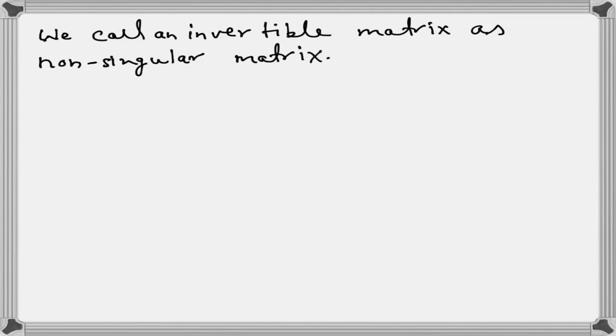Okay, so we know how to calculate the determinant. So now, what is the adjoint? The adjoint of A is nothing but the transpose of the cofactor matrix.